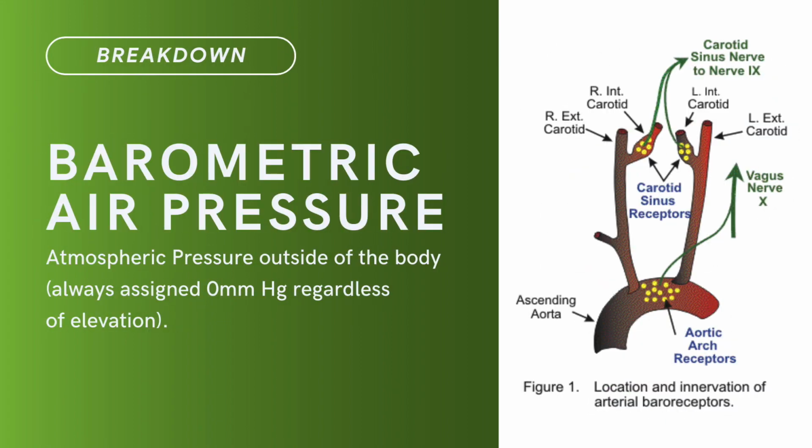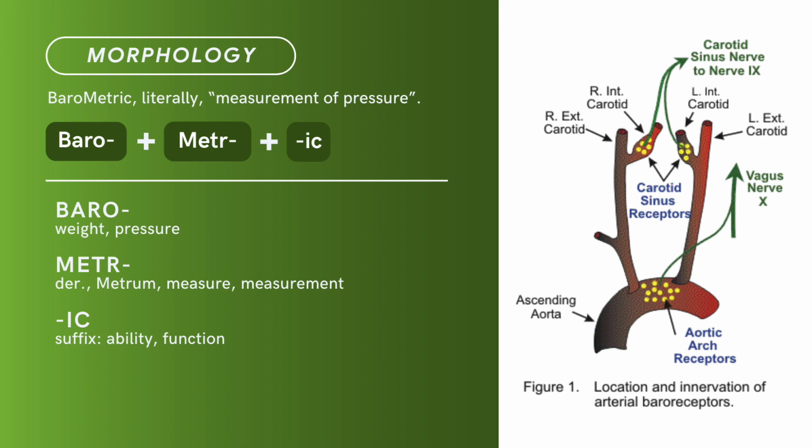Compound term, barometric air pressure. Brief definition, atmospheric pressure outside of the body, always assigned 0 millimeters of mercury, regardless of elevation. Term morphology, barometric really means measurement of pressure. Compound of baro plus meter plus ic. Baro means weight or pressure. Meter is derived from metrum, meaning measurement, and ic is a suffix denoting ability or function. There you have it, compound term, barometric air pressure.